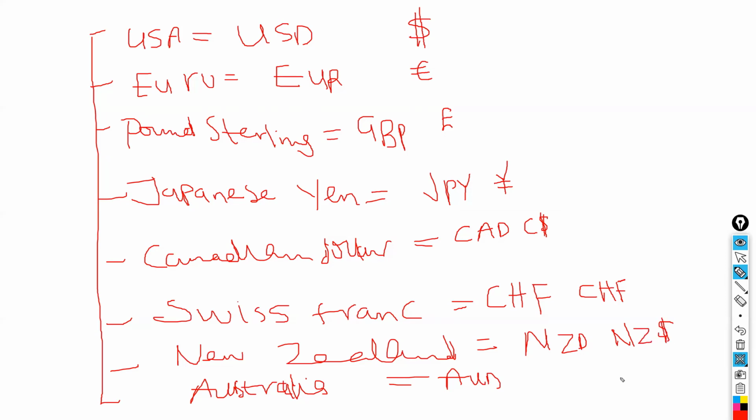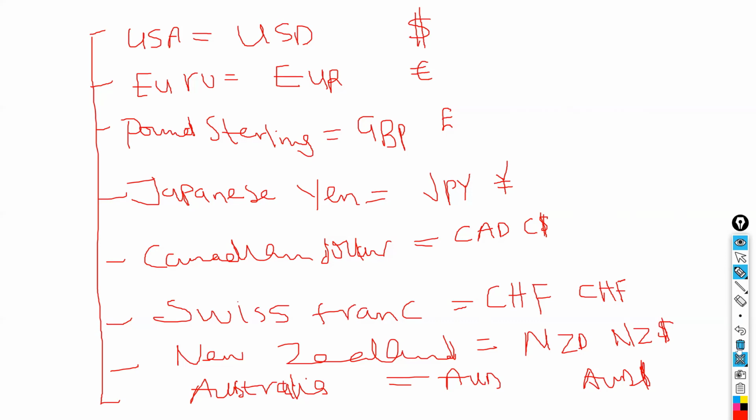And then we have the Australian dollar, that's AUD. So these are the 8 major currencies in the world. When you pair them against each other, they are 7. And when you pair them against each other without having the USD currency there, it's regarded as the minor currency pairs.